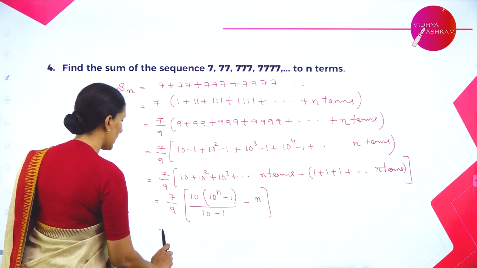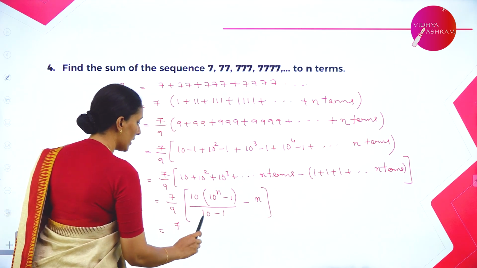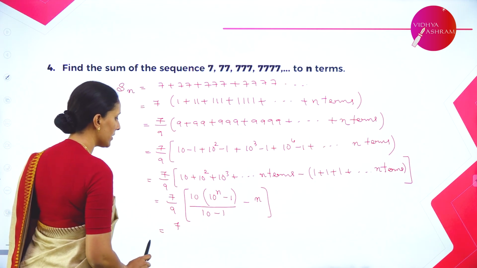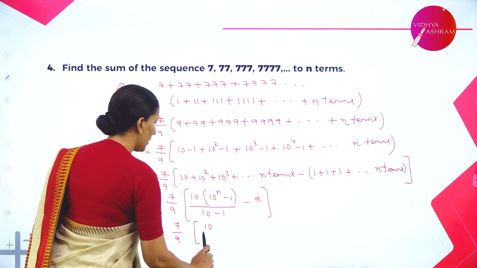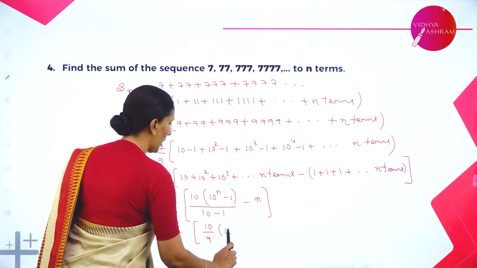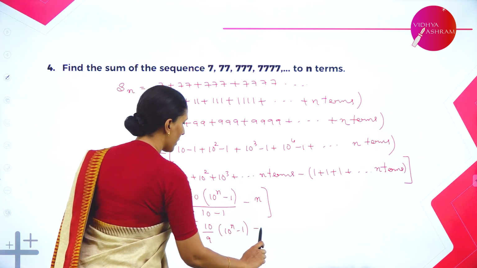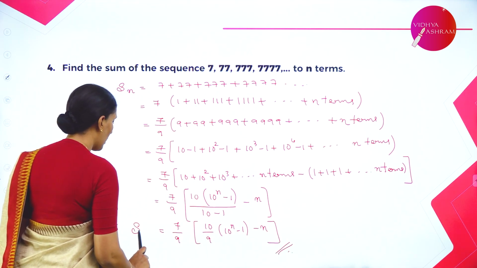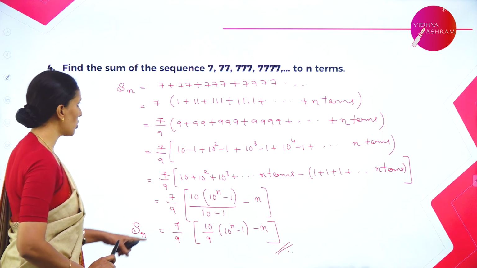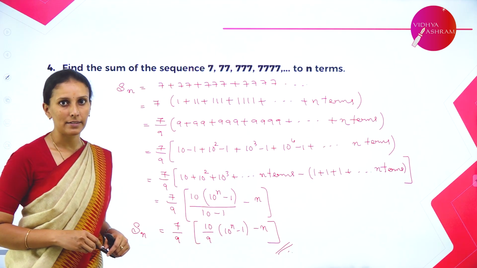Therefore this is equal to 7 by 9 into 10 by 9 into 10 power n minus 1, minus n, since 10 minus 1 is 9. So this will be the general term to find the summation of the given series.